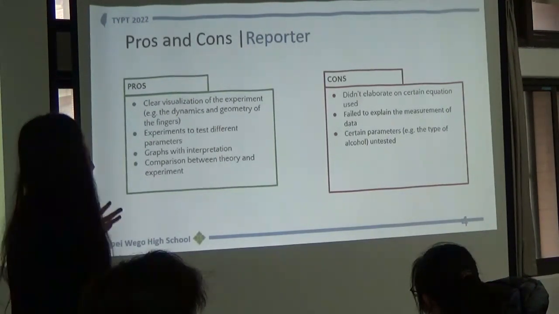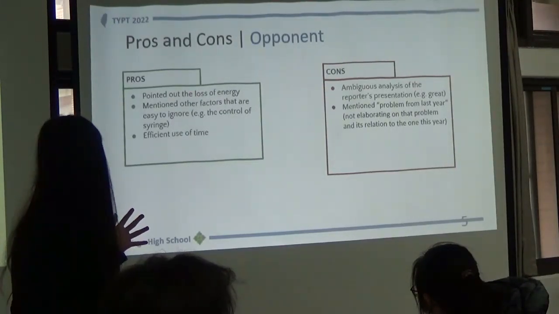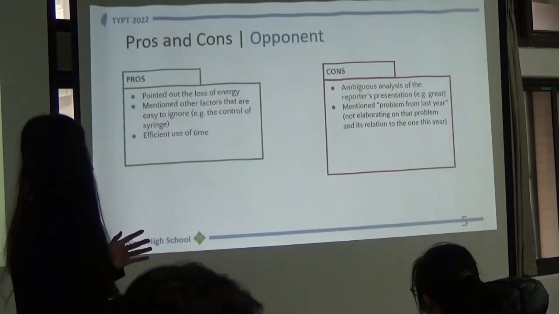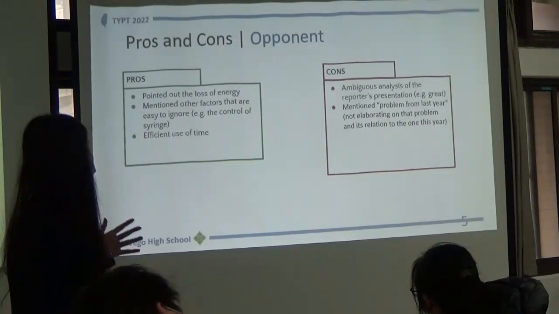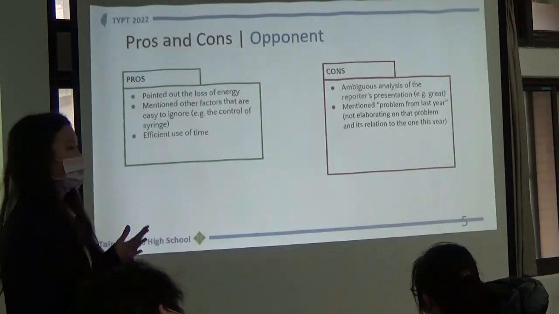And some of the parameters are not tested, such as the type of alcohol. And as for the opponents, the pros for them are that they pointed out the loss of energy, and they also mentioned other factors that are easy to ignore, such as the control of strength, and their efficient use of time.